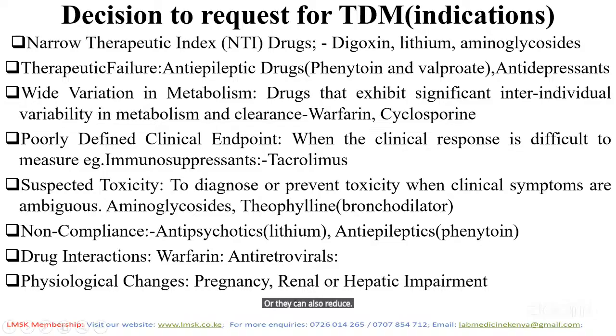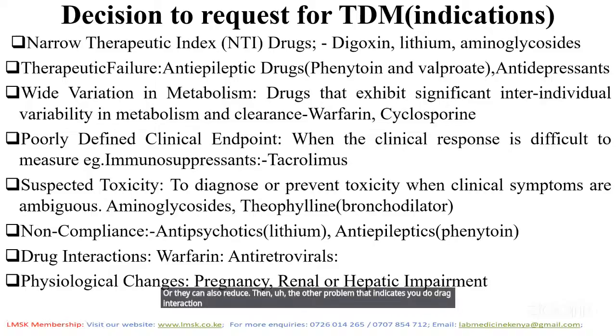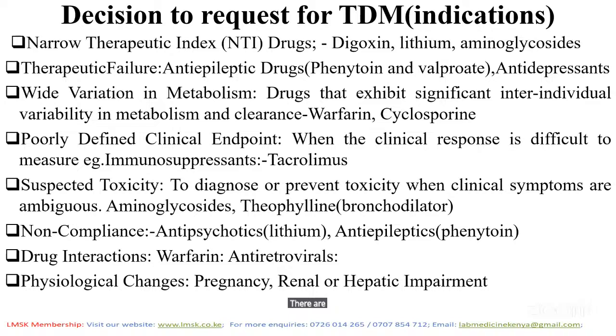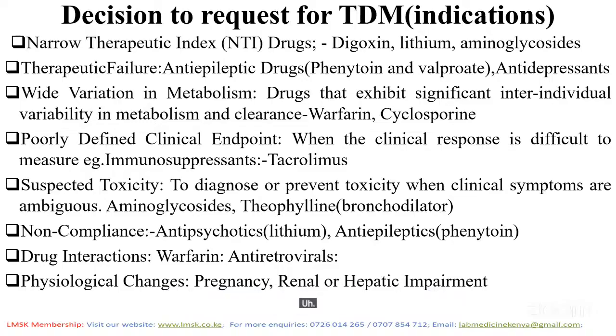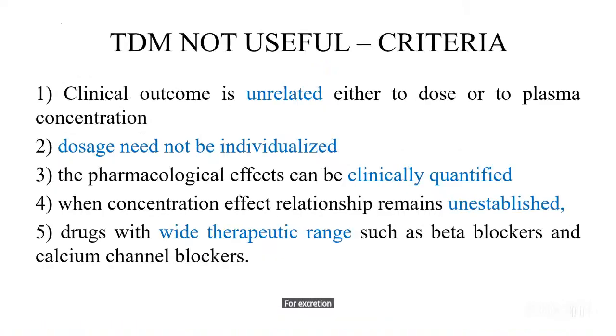Then the other problem that indicates you do drug monitoring is physiological changes. There are so many changes in pregnancy, when you have renal impairment, and when you have hepatic impairment. Remember, cytochrome P450 is produced in the liver, while the renal system is a major organ for excretion of drugs.